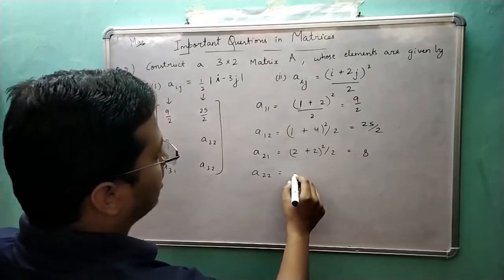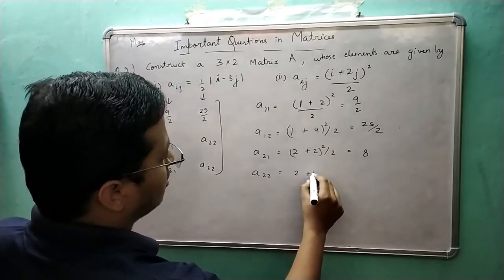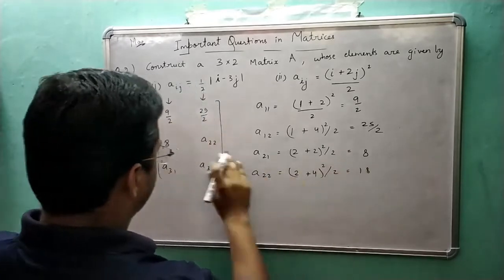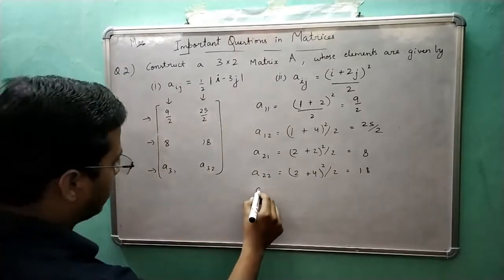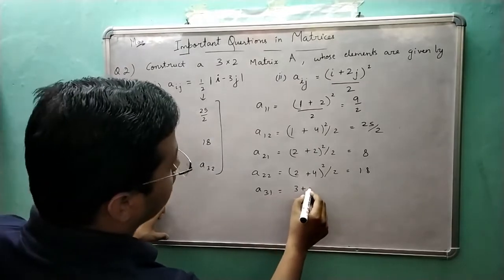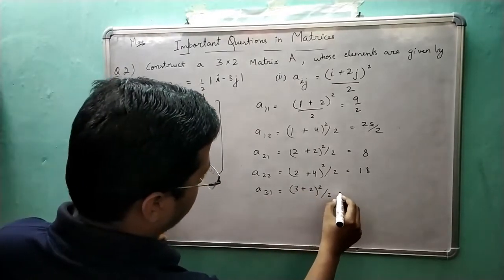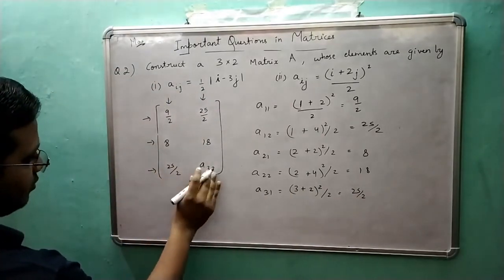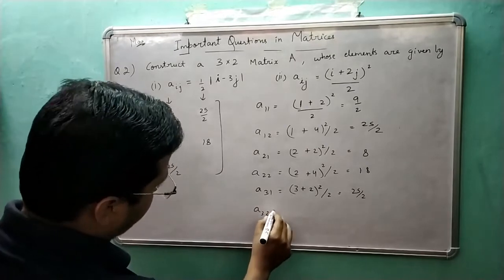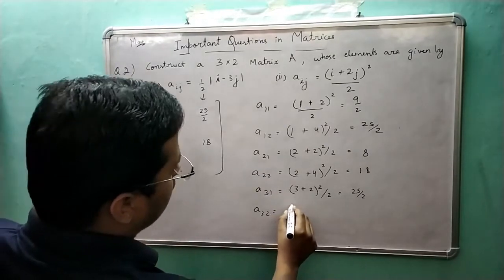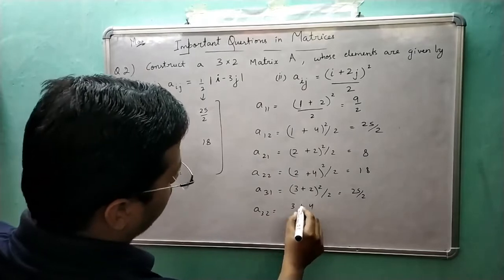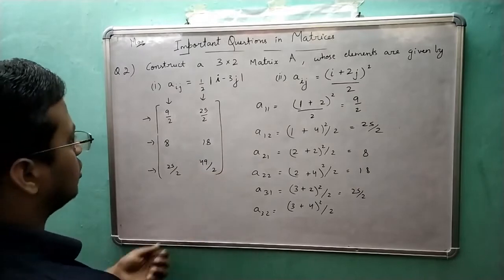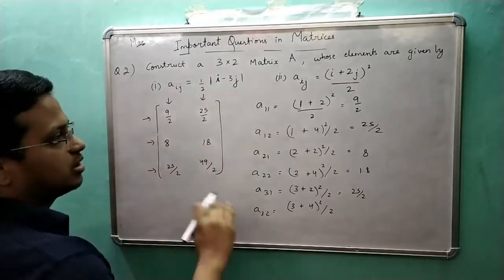Similarly, A22 will be (2 plus 4) whole square by 2. 6 squared is 36, by 2 is 18. A22 is 18. A31: so 3 plus 2 whole square by 2, so 25 by 2. And at last A32. So i is 3, j is 2. So (3 plus 4) whole square by 2. So this is 49 by 2. So this is our required matrix.